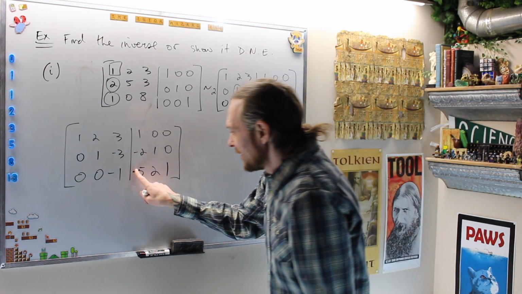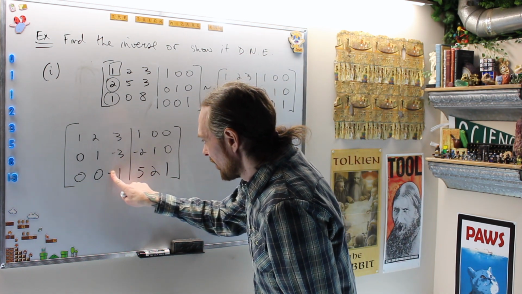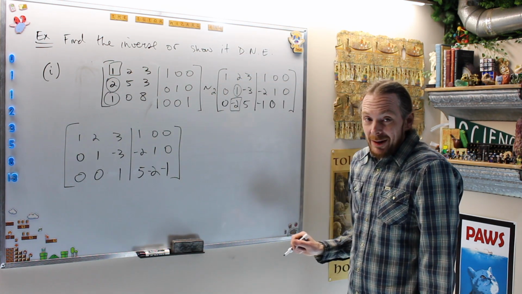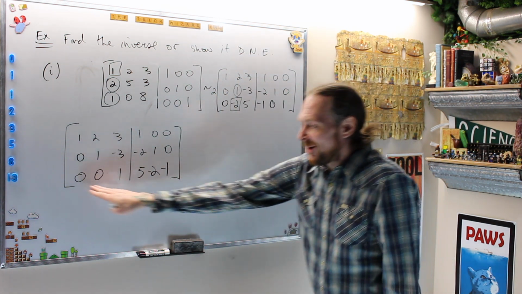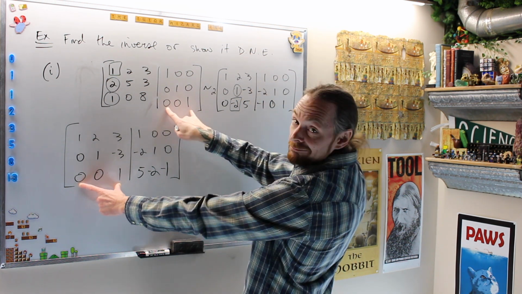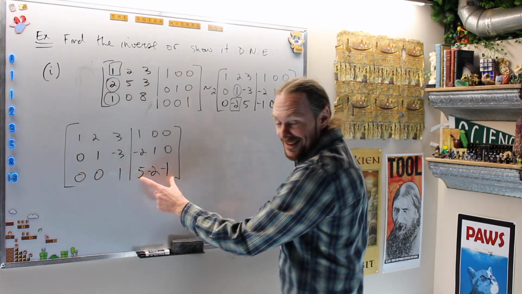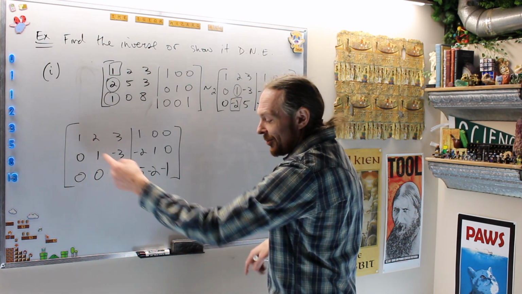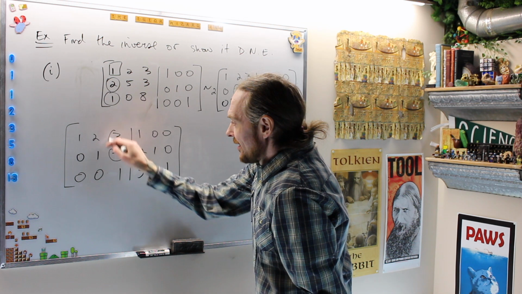Now I want them to be lazy and multiply this row by negative 1. There, I just did. Are we done though? This row is, because this row is the identity matrix. This is the last row of the inverse. So this row is done. These aren't. Why? Because these have to go.